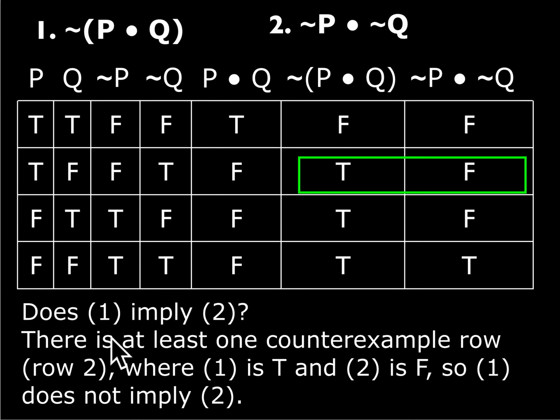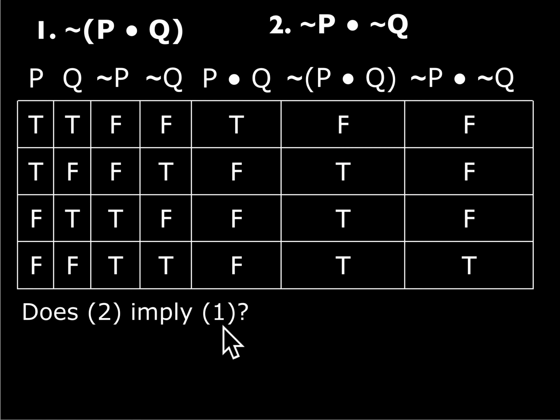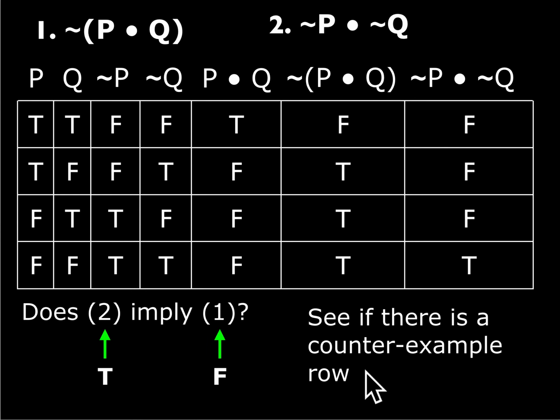Well, the question I just asked and answered was, does 1 imply 2? But there's a different question, which is, does 2 imply 1? Remember, there's a directionality to implication questions. And that's a different question. Even though 1 does not imply 2, it could be the case that 2 implies 1. Let's see. So I can ask, does 2 imply 1? I'm still going to look for a counterexample row. But this time my counterexample row is going to be where 2 is true, but 1 is false. Okay, so where I have a T here, but an F here.